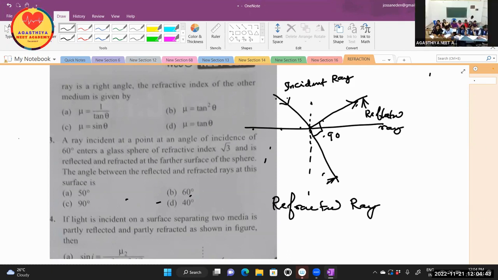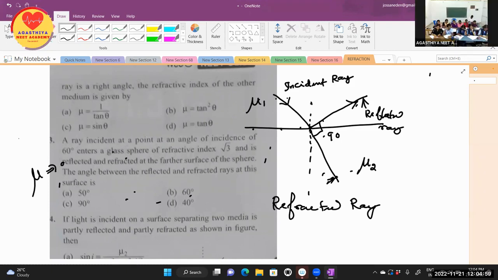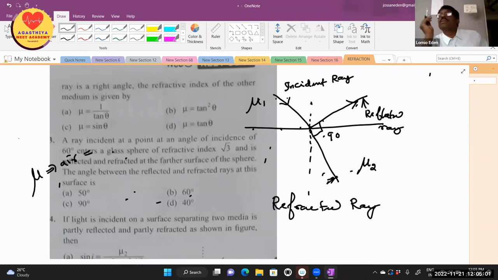To find the refractive index of the other medium, say mu2. This is mu1; it is coming from the air. What is the refractive index of air? Anybody? Don't see the notebook. Tell me the answer. 1. The refractive index of air is 1. You have to remember this value.